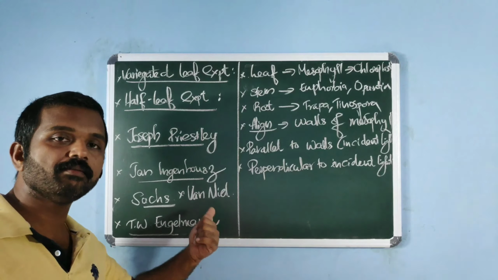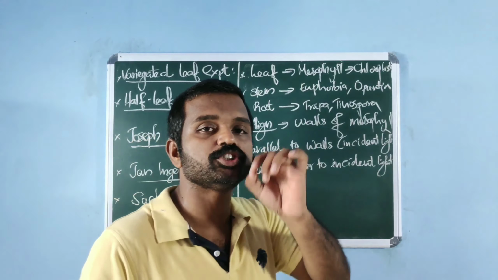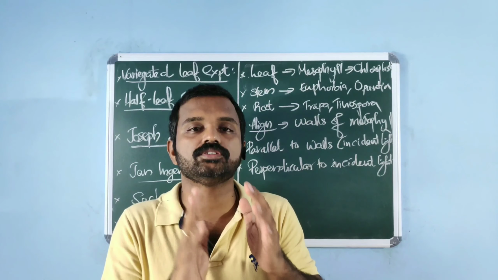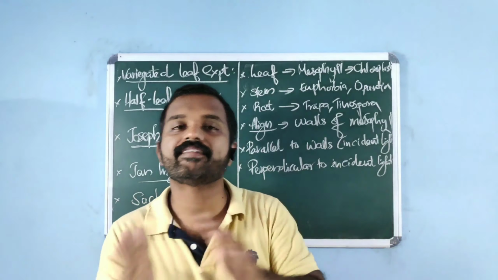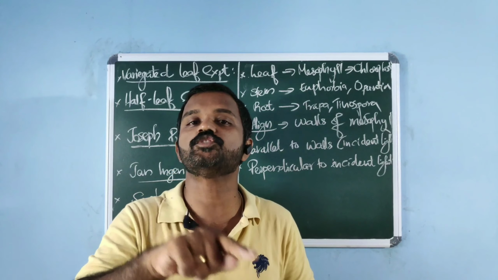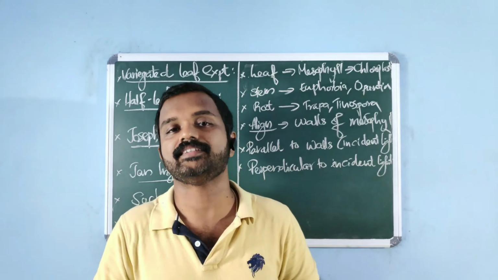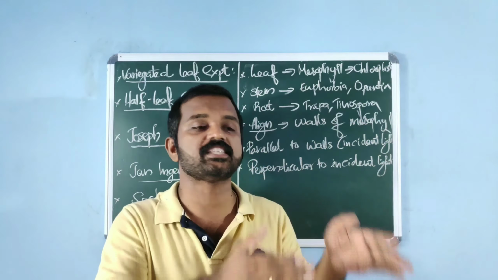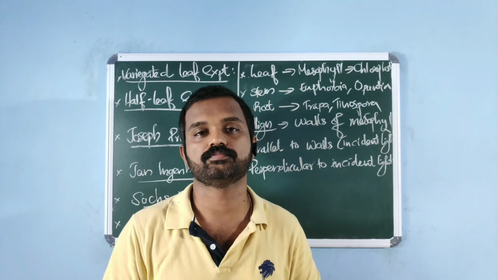Then T.W. Engelmann described the first action spectrum for photosynthesis, that is, the rate of photosynthesis is maximum at the blue and red regions of the spectrum. He conducted this experiment using a green alga, Cladophora. Cladophora was grown in a suspension of aerobic bacteria.